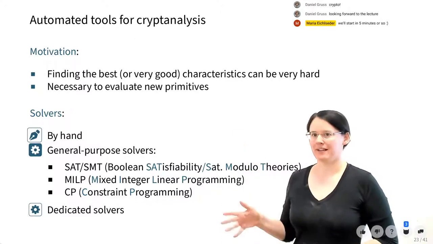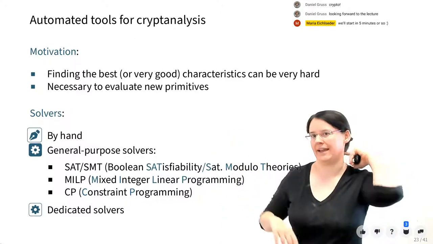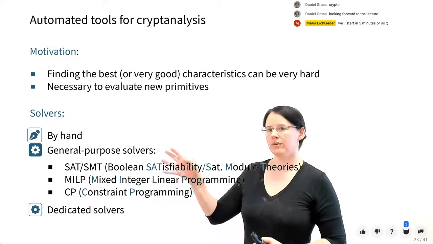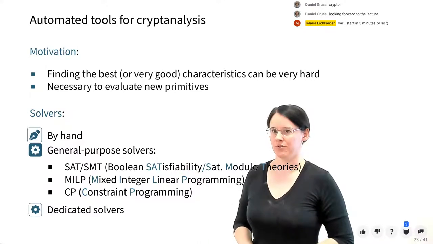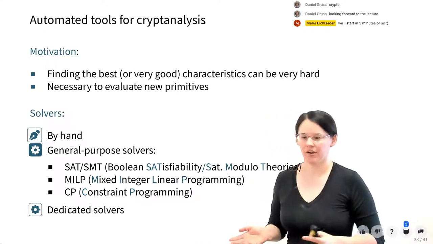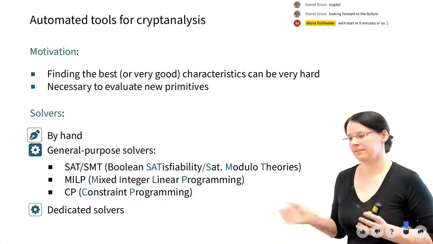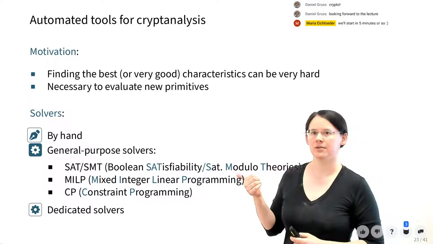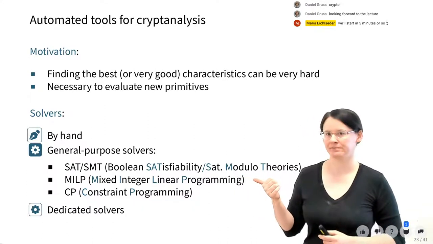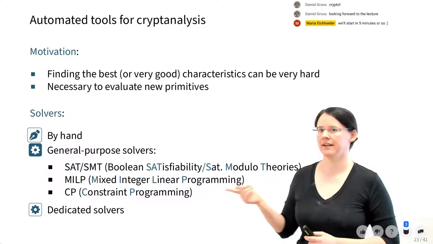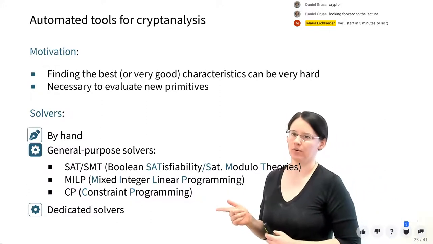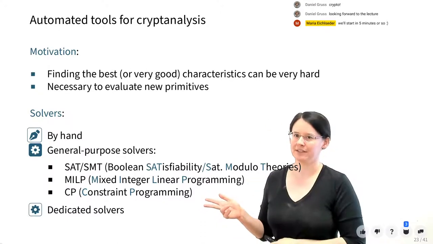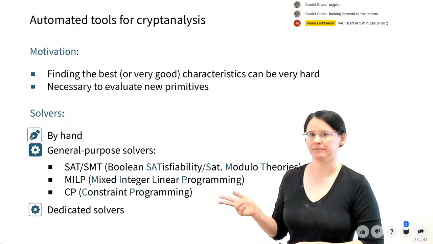And there are different ways how you can find this. You can do it by hand. You can write special tools just for this purpose. Or you can try to use general purpose solvers. These are general equation solving tools, which we can apply here. Some examples of this are first SAT solvers and SMT solvers. The second one that we want to look at is mixed integer linear programming solvers. And there's a third one, which is a sort of generalization of many of these things, which is constraint programming.